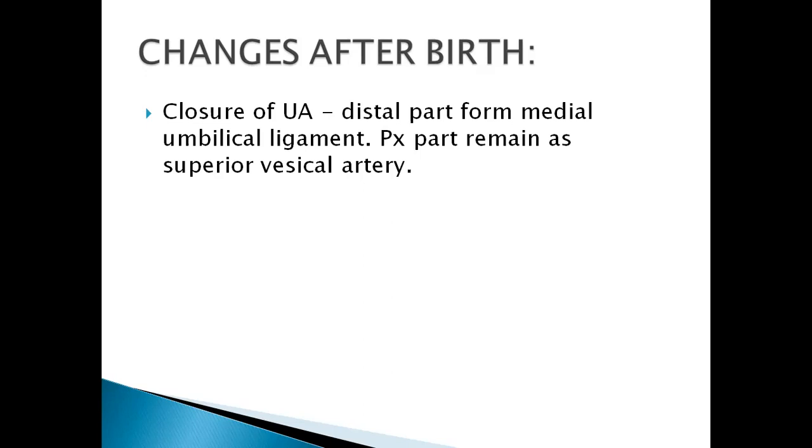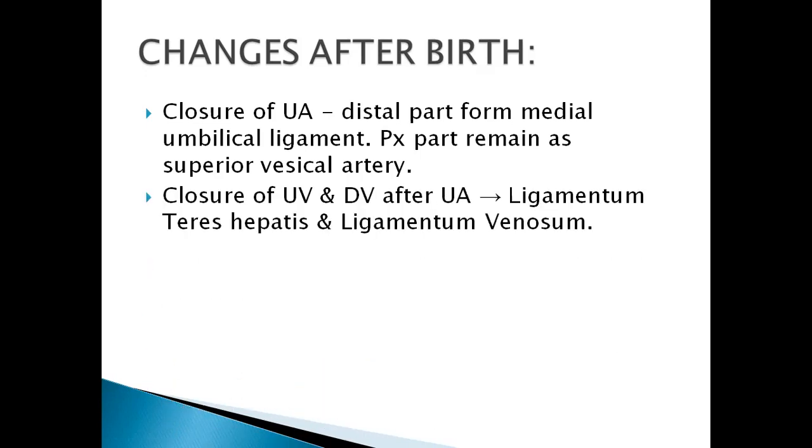Now, what do you understand by vesical? Vesical means this artery will supply the superior surface of the bladder. It is an important blood supply of the bladder. Okay. Now, what is the next closure? This is the closure of the umbilical vein and ductus venosus, which follows after the umbilical arteries.